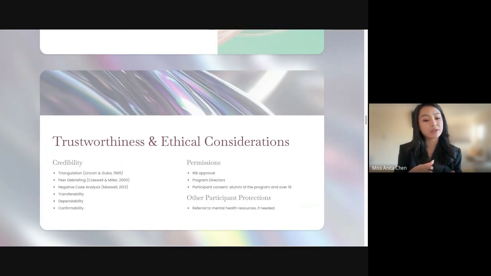As for the trustworthiness and ethical considerations, we begin with the credibility, which I established through triangulation, peer debriefing, and negative case analysis to boost the transferability, dependability, and confirmability of my study. Regarding the permissions, I received IRB approval as well as approval from the program directors and the participants themselves, who again were all over the age of 18. As for other participant protections, I had mental health services at the state and federal level on hand, ready to give to the students if needed.